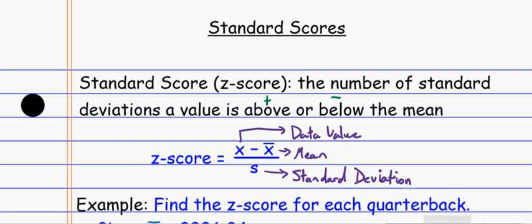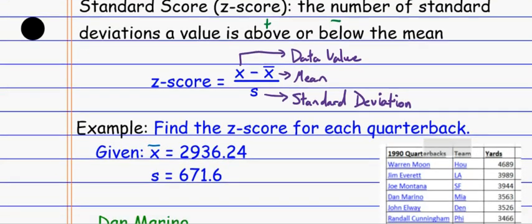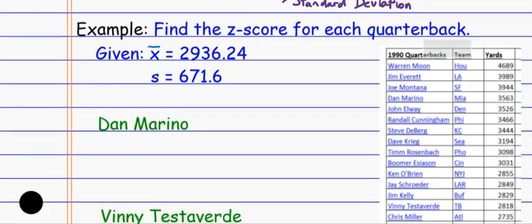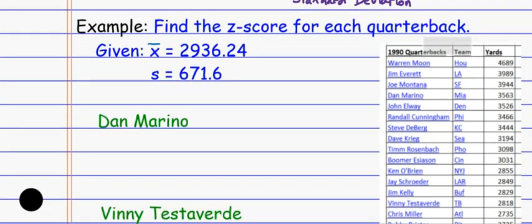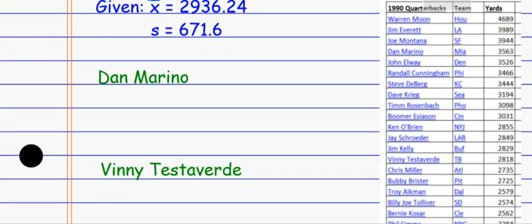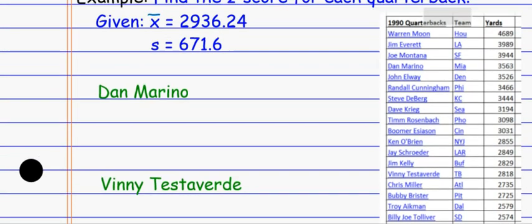The data we're looking at here is quarterback passing yards from the 1990 season versus the 2020 season. We'll get to that a little bit later. I've already calculated the mean and the standard deviation, so we didn't have to punch all the data in and have Google Sheets calculate it for us. I want to find out the z-score of some of these quarterbacks. The first one on the list is Dan Marino, a pretty recognizable name in terms of quarterbacks.